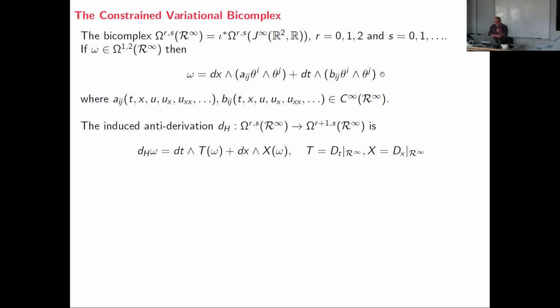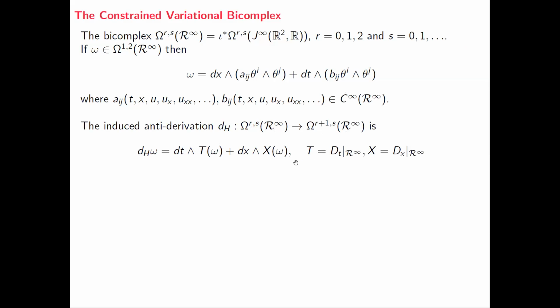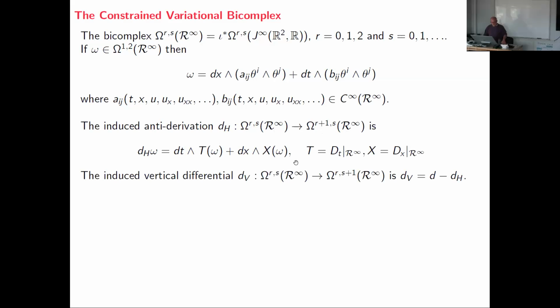Okay, and the horizontal derivative restricts to something like an anti-derivation, but it maps R, which is your horizontal degree, to R plus 1, and it's exactly the same formula. Wherever you place the Lie derivative with respect to total t derivative, you replace it with the total t derivative on the equation, and similarly with the x. Okay, and that's just a way to calculate it. And then, of course, the vertical differential also restricts in this way. Actually, there's a little bit of a projection formula in there, but anyway.